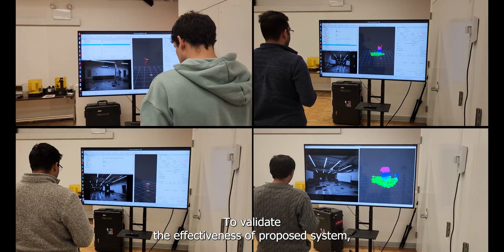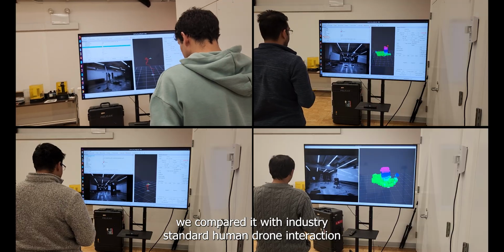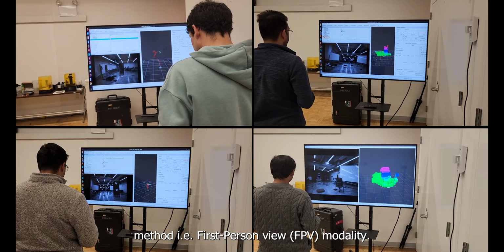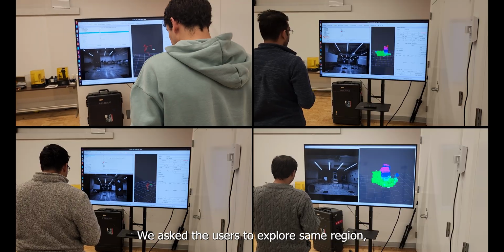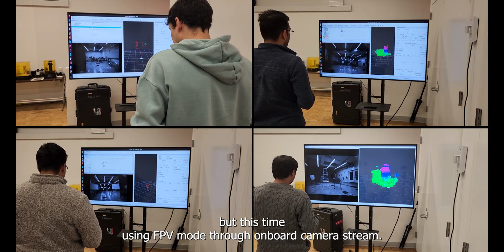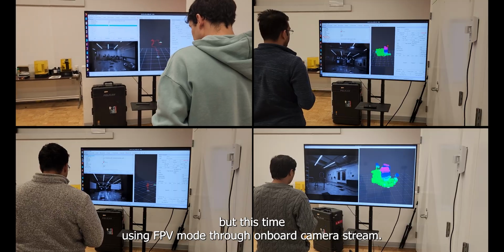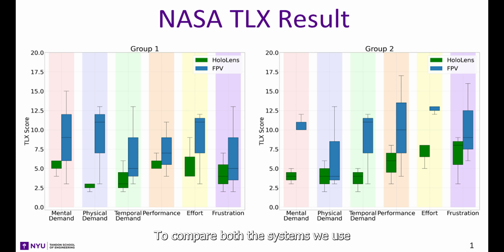To validate the effectiveness of the proposed system, we compared it with the industry standard human-drone interaction method, that is, first-person view modality. We asked the users to explore the same region, but this time using FPV mode through the onboard camera stream. We performed these experiments with two sets of users. To compare both systems, we use the NASA task load index method to measure the perceived effort.